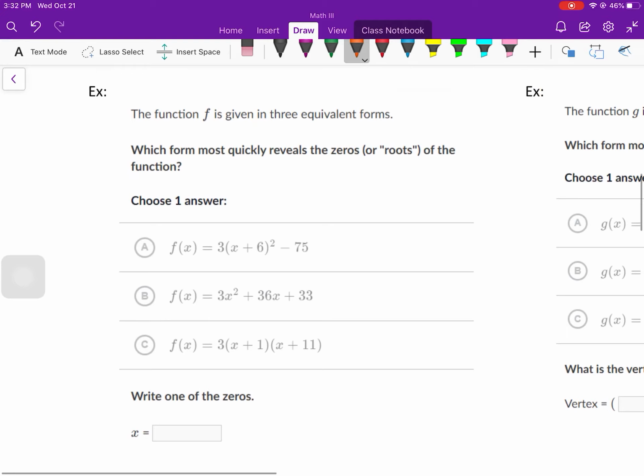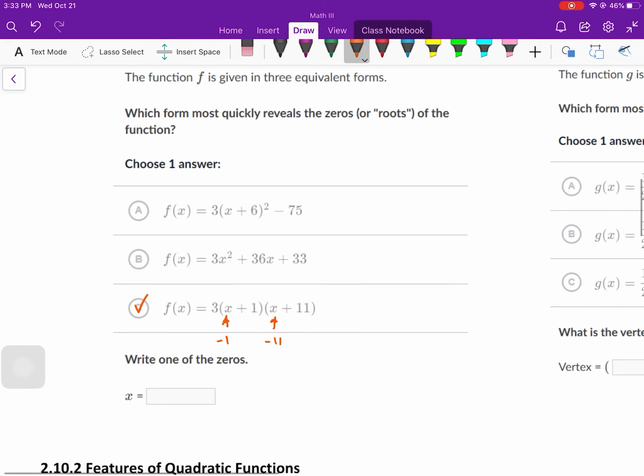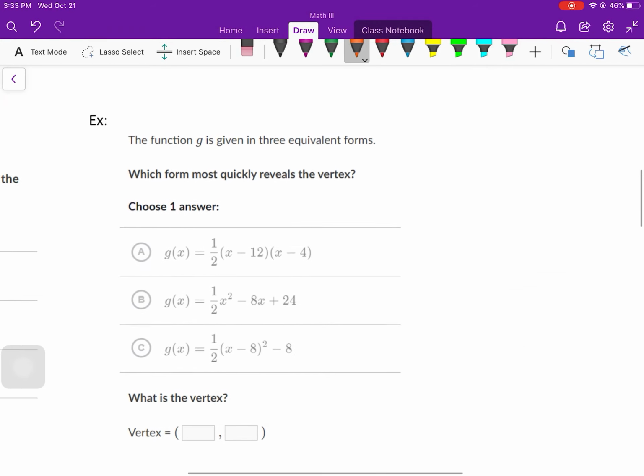What about the zeros? I mean, we don't want to do the quadratic formula if we're stuck in this situation, or add 75, divide by 3, square root both sides, and subtract 6. That just sounds like a mess. When you look at factored form, you could see the zeros quickly are negative 1 and negative 11. So that's going to highlight the zeros, and you just have to put one of them in here.